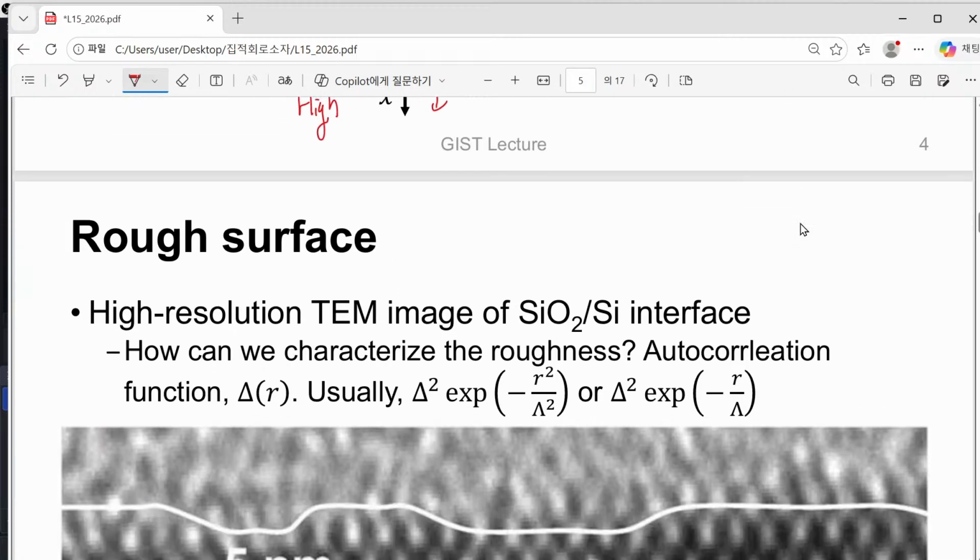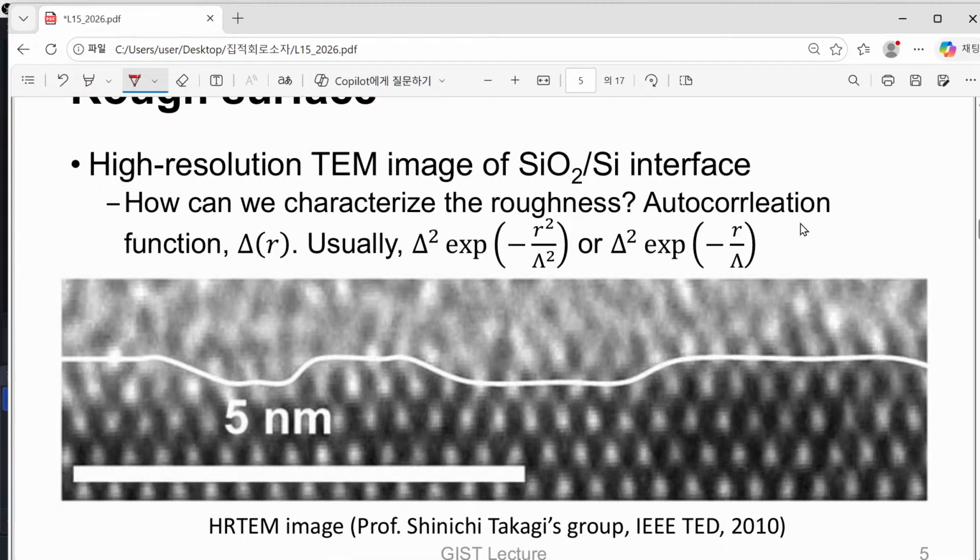Rough surface means that this figure is taken from a reference paper, and this is a TEM image of a silicon dioxide and silicon interface. Where can you find the silicon? Here you can find the silicon. And where can you find the silicon dioxide? Yes, here you can find silicon dioxide.